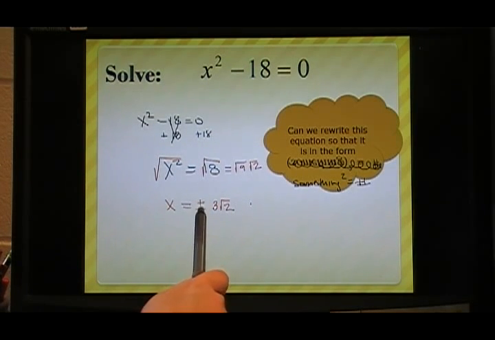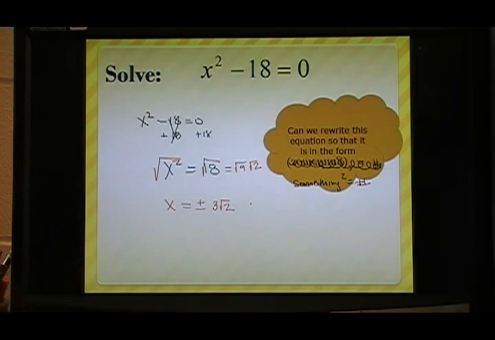When we write plus or minus, we're saying positive 3 root 2 is a solution, negative 3 root 2 is a solution. If you were to write these out separately, you would say 3 root 2 or negative 3 root 2. Those are the numbers that satisfy this equation.